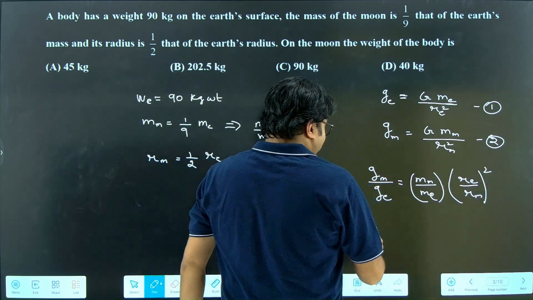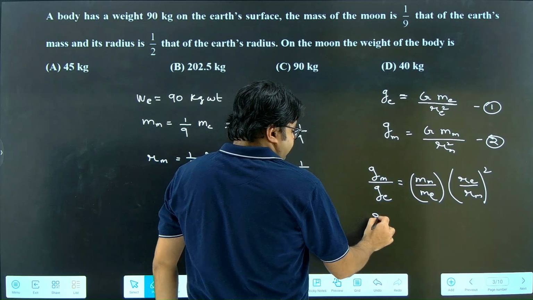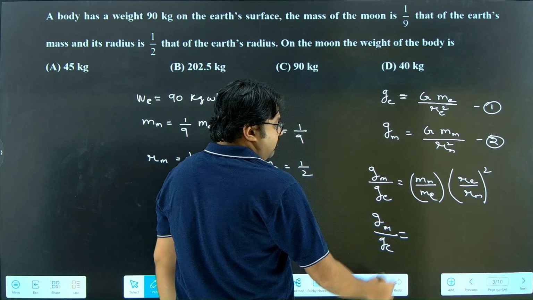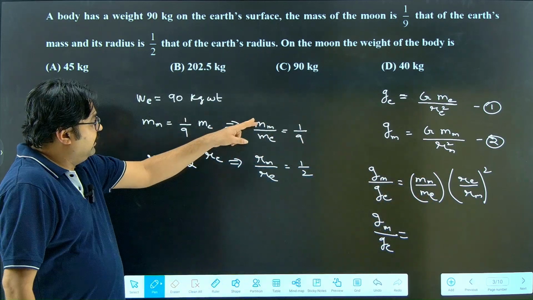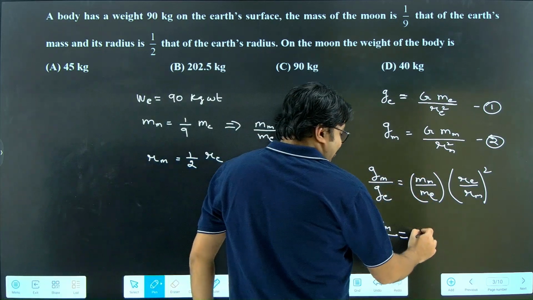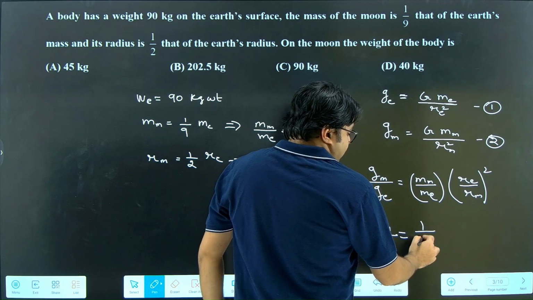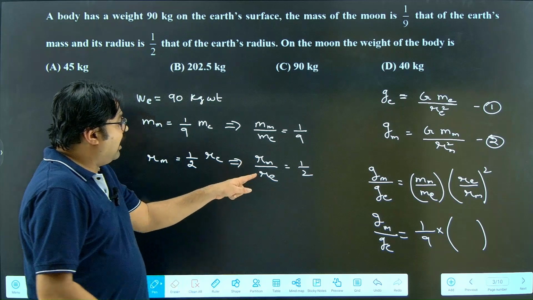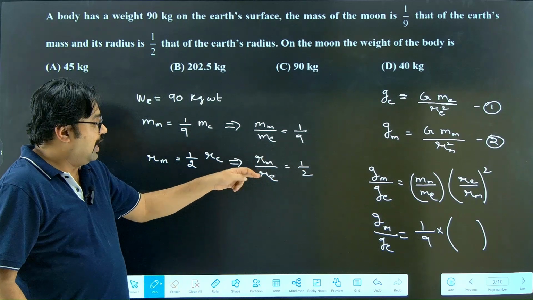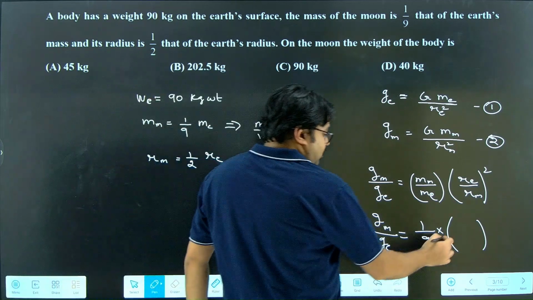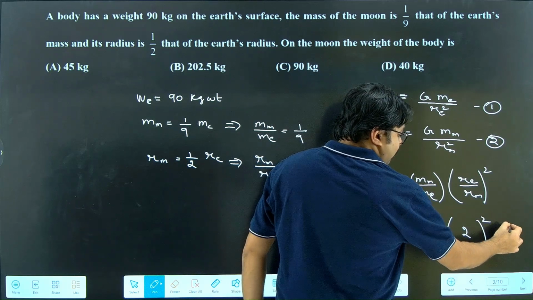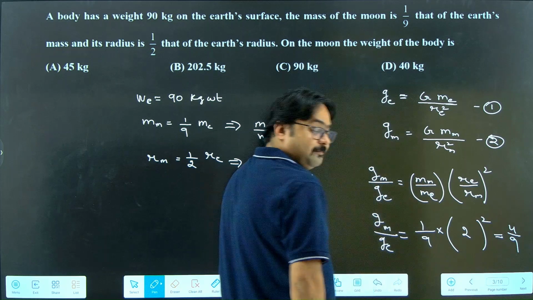It's time to substitute. We have gm divided by ge being equal to mm by me, which is 1 by 9. So you can write 1 by 9 multiplied by Re by Rm. Rm by Re is 1 by 2, so Re by Rm would be 2. So you have 2 square. The answer for this ratio would be 4 divided by 9.